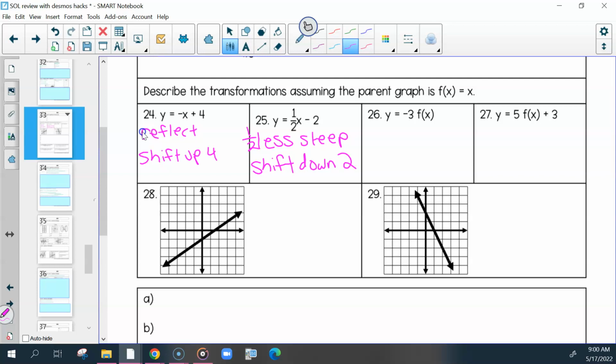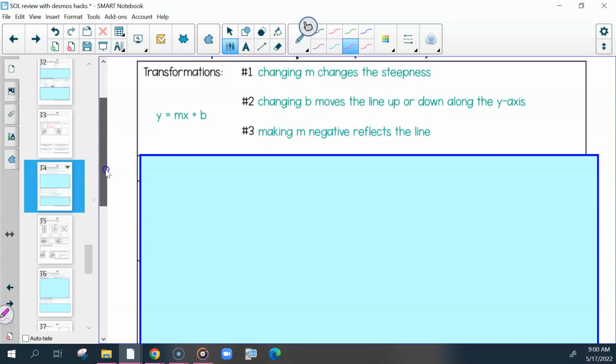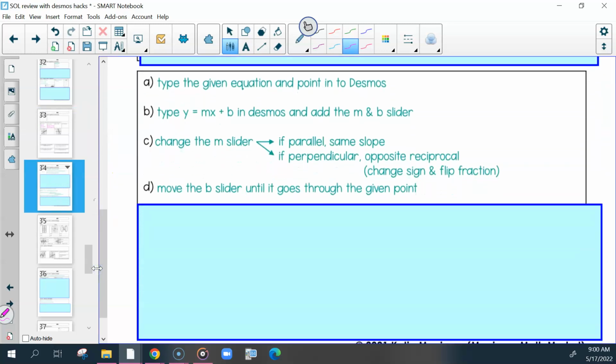Any others in that section? On that same page, in this blank spot, A is type the given equation and point into Desmos. You have all four. There's one after. Again, you've got this battery.